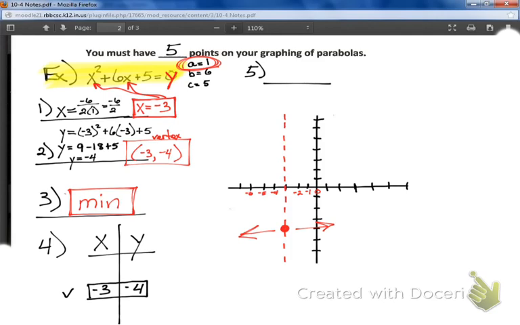Now, I'm going to use all of these right now, so I'm going to end up with 7 points in this table. And you see that we only need 5 points. I say up there that you must have 5 points on your graphing of parabolas. I'm going to do 7 this first time, and I'm going to show you why here in a minute.